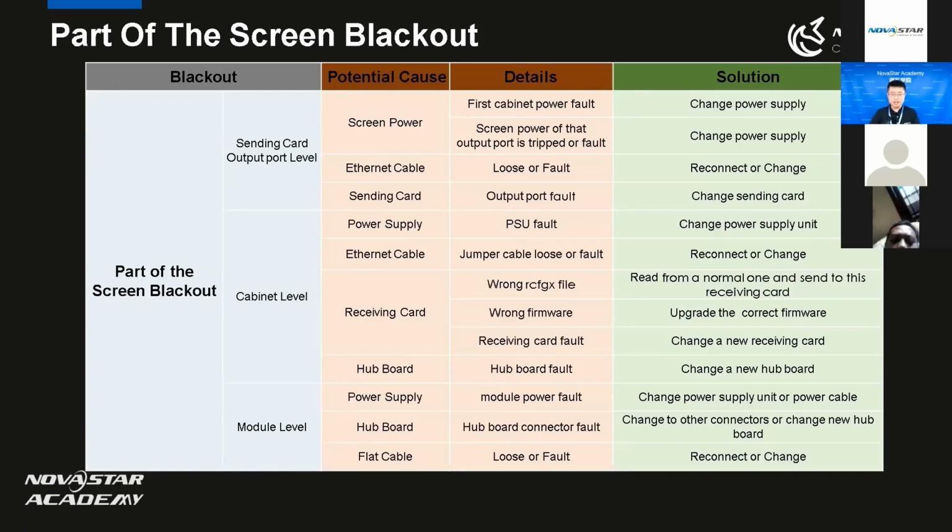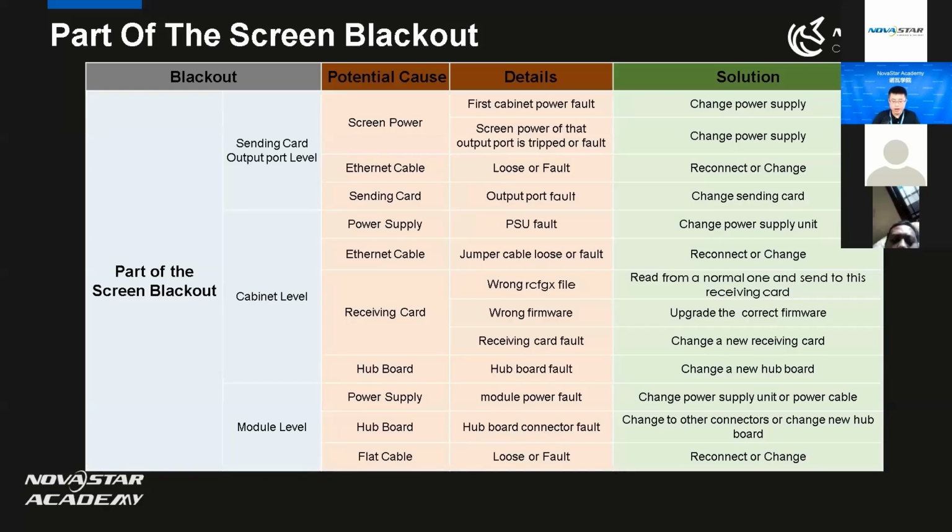Okay, for the last one, module level, we need to check power supply first, and then we have hardware. So you may need to change a hardware. And there is also flat cable, ribbon cable. So try to reconnect or replace the ribbon cable. So all these factors could be the possible reason for the part of the screen blackout.